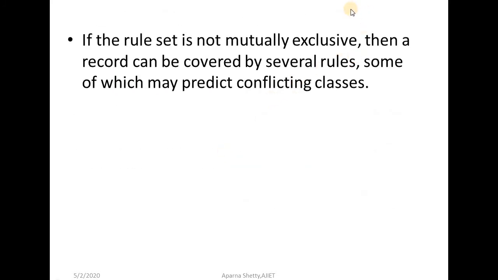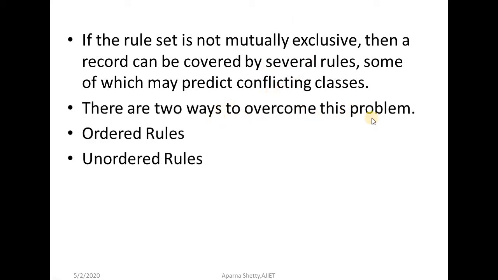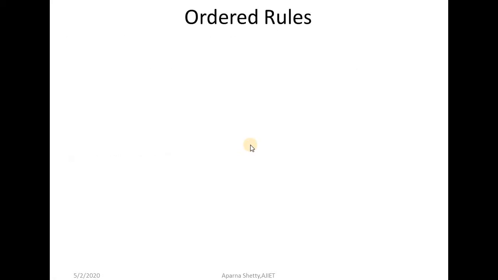Next, let us see how we can overcome the mutually exclusive property. If the rule set is not mutually exclusive, then a record can be covered by several rules, some of which may predict conflicting classes. So if a record has been triggered by two or more rules, then it will result in conflicting classes. There are two ways to overcome this problem. First solution is ordered rules and the second solution is unordered rules. First, let us go through ordered rules.